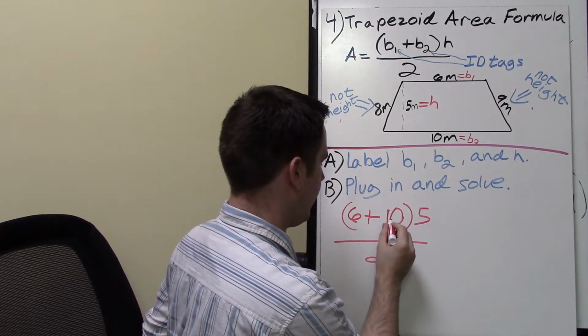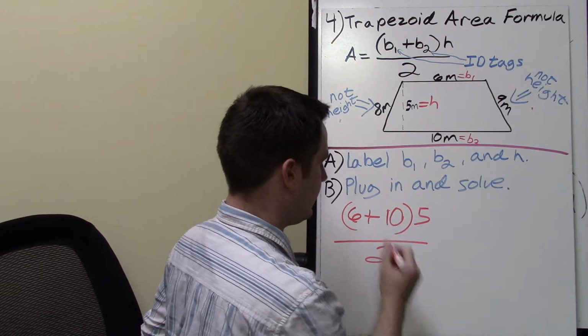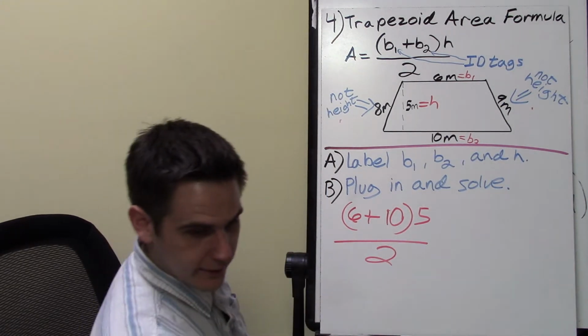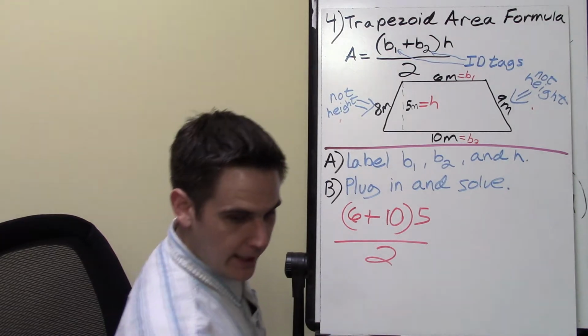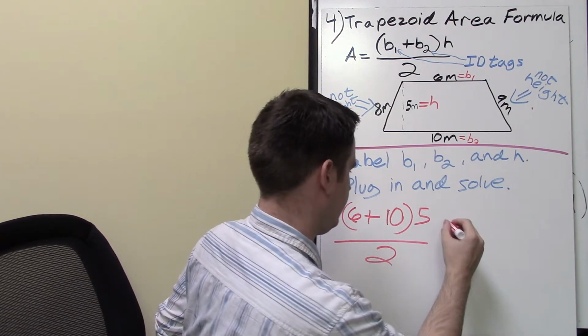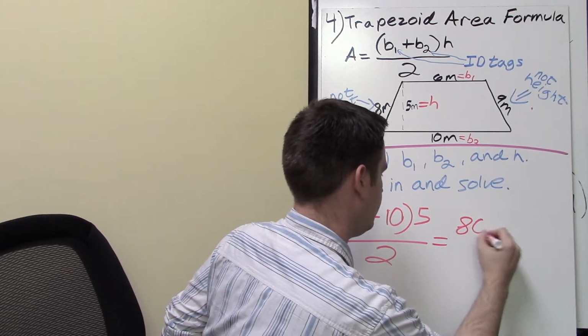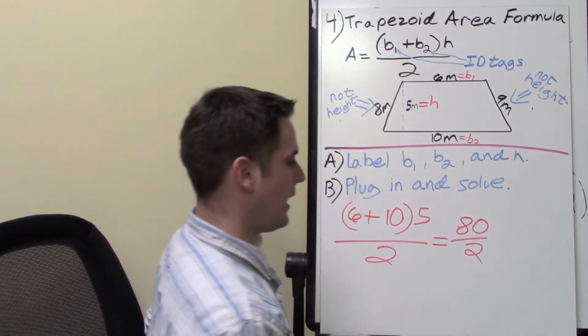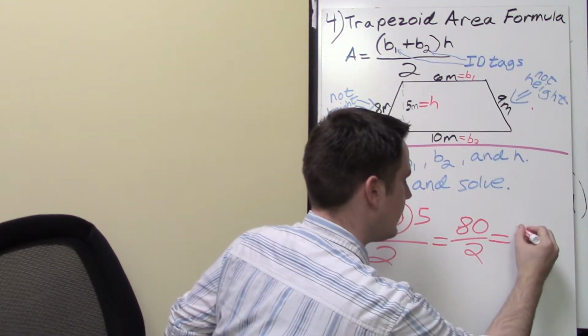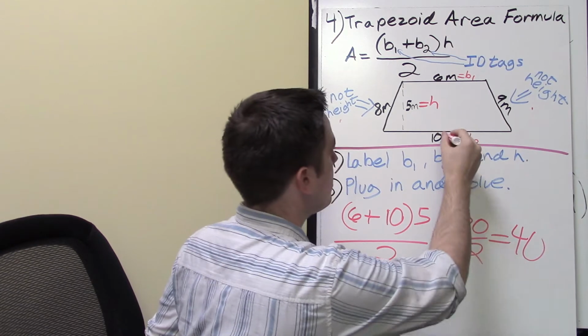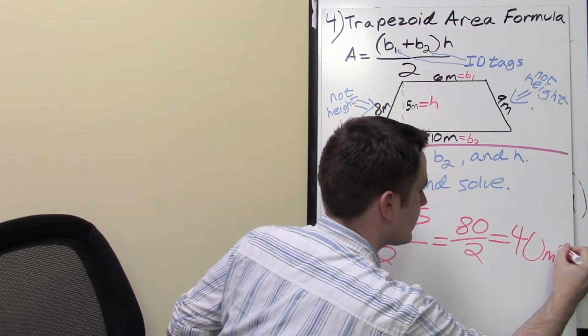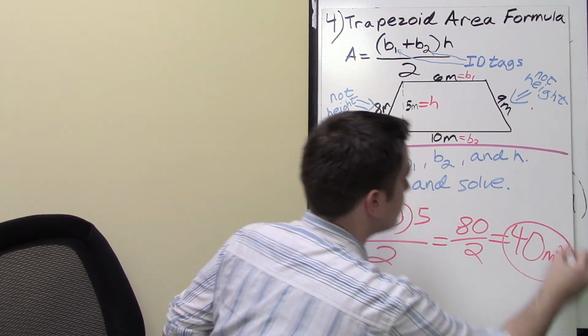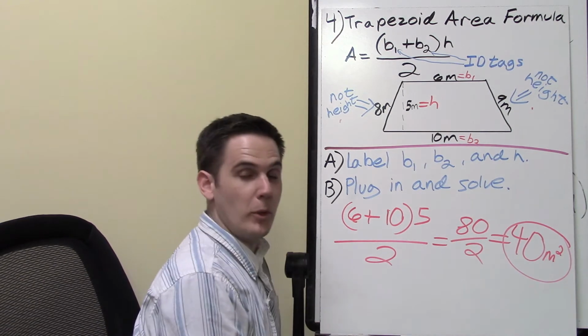So 6 plus 10 is 16. 16 times 5 ends up being 80 over 2. 80 divided by 2 equals 40 meters squared. And that's your trapezoid formula.